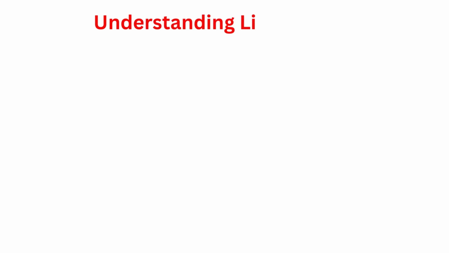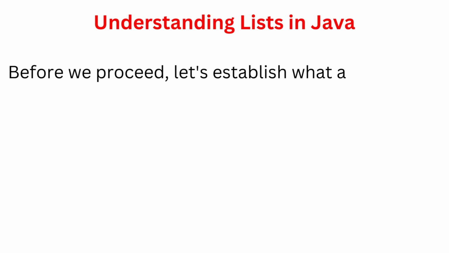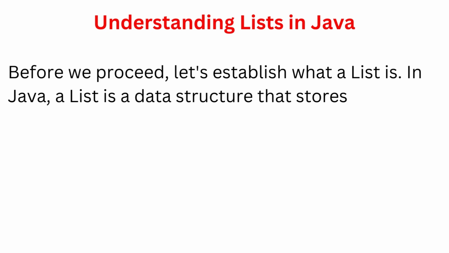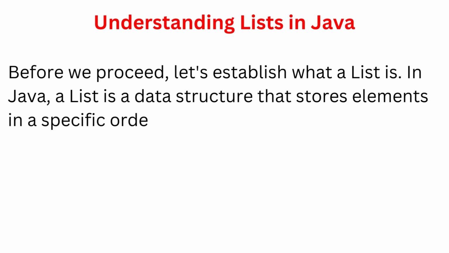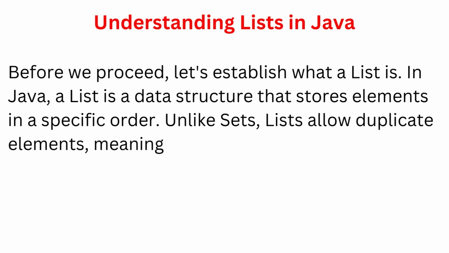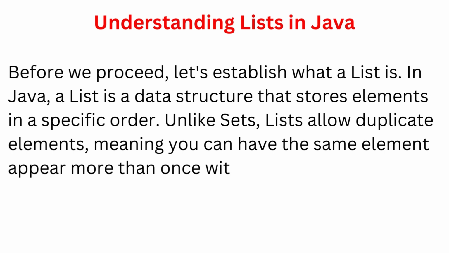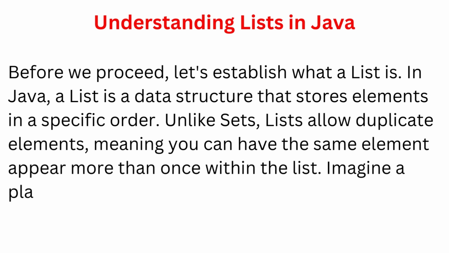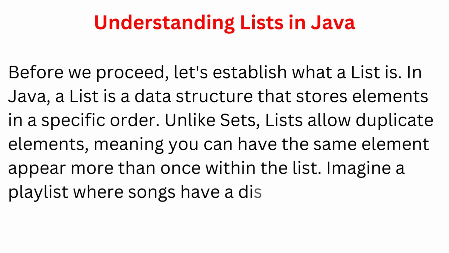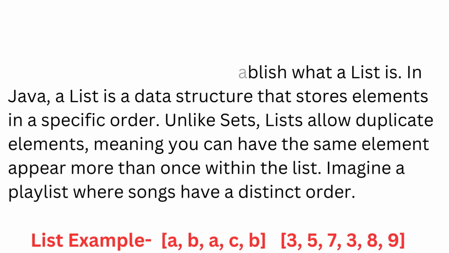Understanding lists in Java. Before we proceed, let's establish what a list is. In Java, a list is a data structure that stores elements in a specific order. Unlike sets, lists allow duplicate elements, meaning you can have the same element appear more than once within the list. Imagine a playlist where songs have a distinct order. For example, you can store characters as well as integers in a list, and many more things.